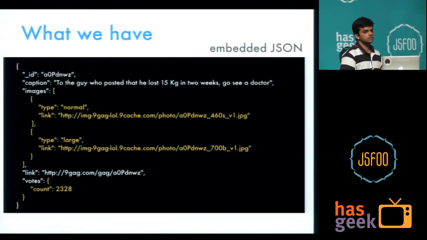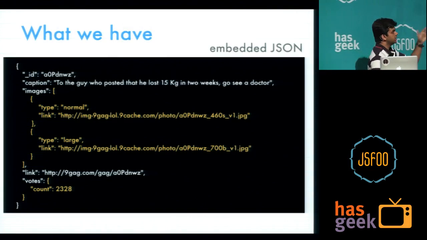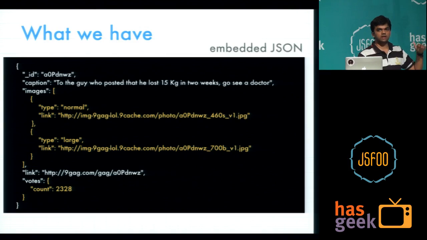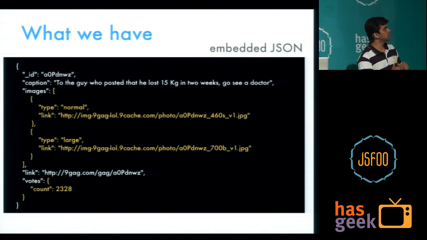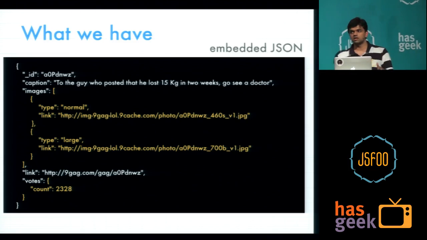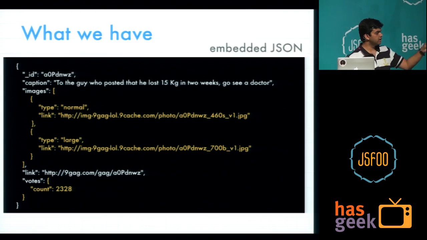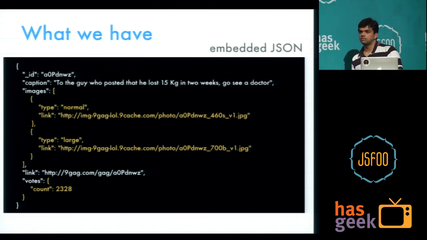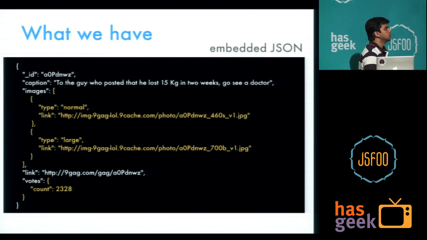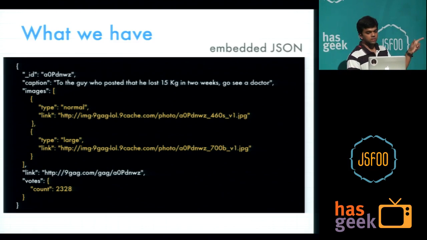So this is what I was talking about. This is the data that we have. We have one document, not the entire result of the view. This one document has an ID, caption, something, and it has an images array. It will tell me, okay, this is the normal image, this is a large image, and it will give me a link and votes. It's a nested JSON document, not that huge, but nested. So this is the document that I have.